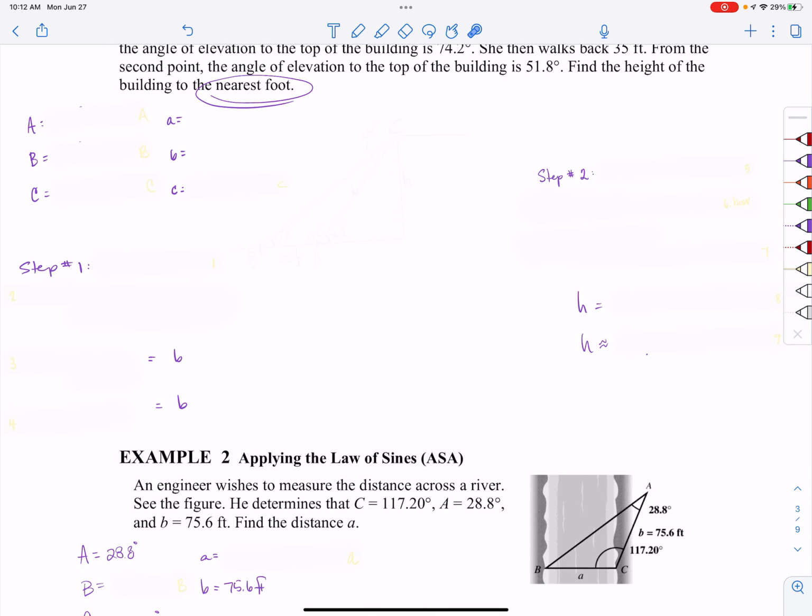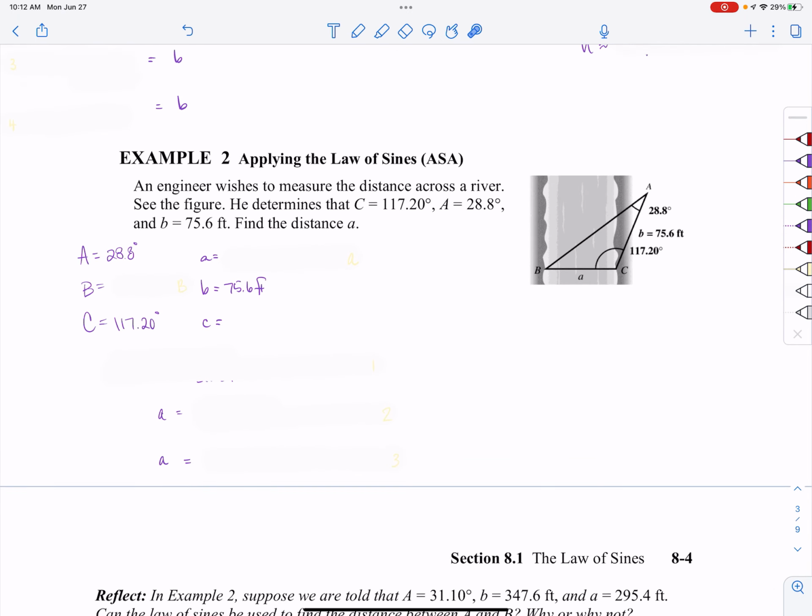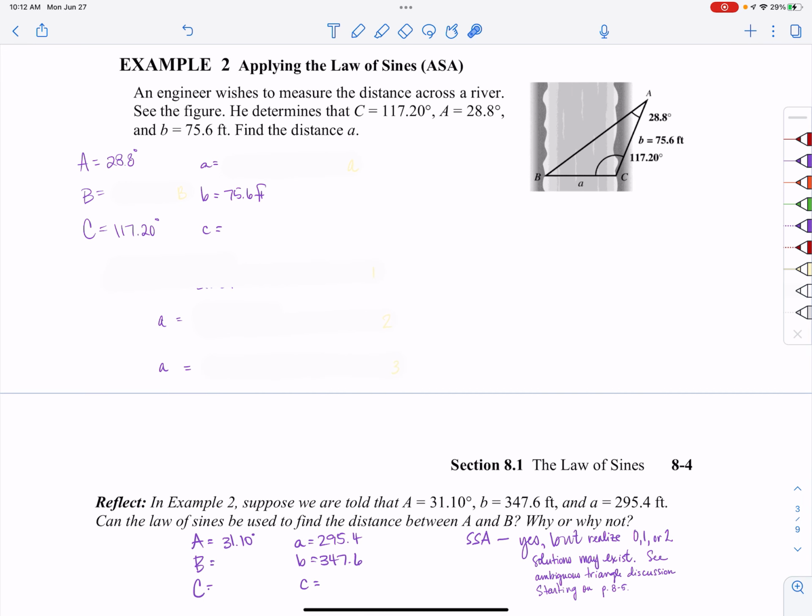Okay, so let's go ahead. I'm going to jump to example 2, and then I'm going to come back to this particular example. So let's jump down to example number 2, a story problem here. It says an engineer wishes to measure the distance across a river. See the figure. He determines that angle C is this guy, so I already have my chart started and I already have this written down. He also sees that angle A is 28.8 degrees, and he knows that side B is 75.6 feet.